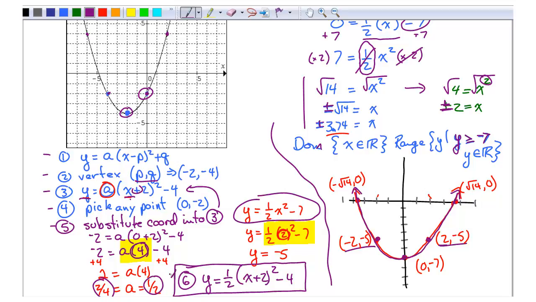So then finally I can go to step 6. Step 6 is, now I've got all the pieces. y is equal to 1/2 (x plus 2) squared minus 4.